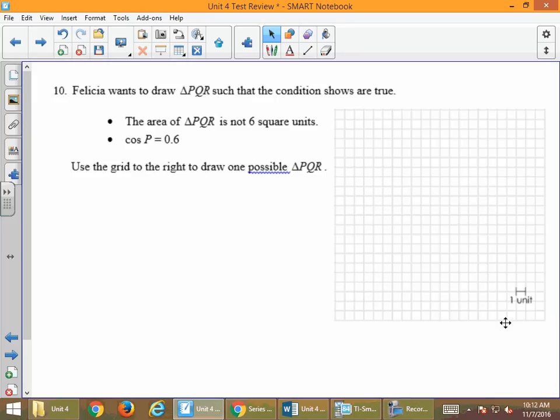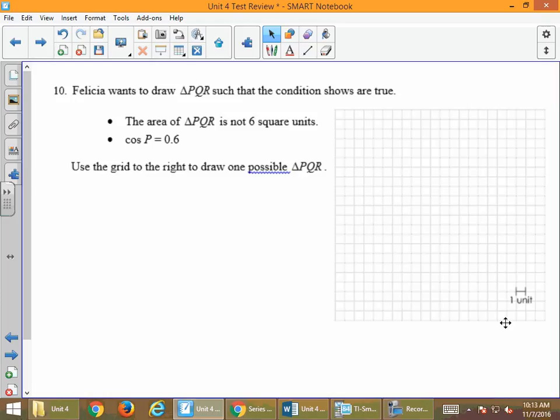Let's do number 10. We look at number 10. It says Felicia wants to draw a triangle PQR such that the conditions shown are true. The area of triangle PQR is not 6 square units, and the cosine of angle P is 0.6. Use the grid to the right to draw one possible triangle PQR.